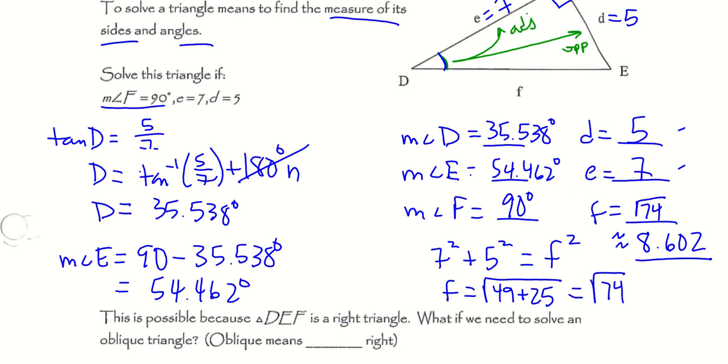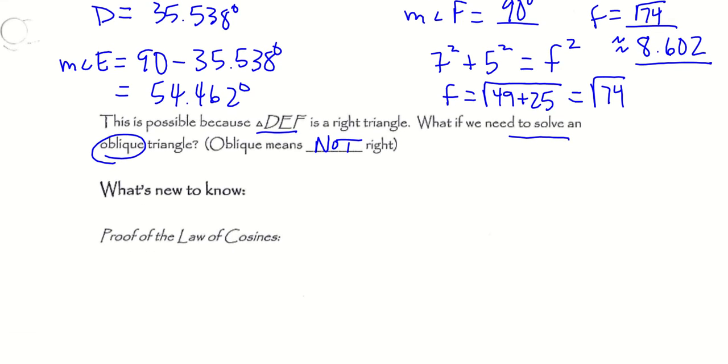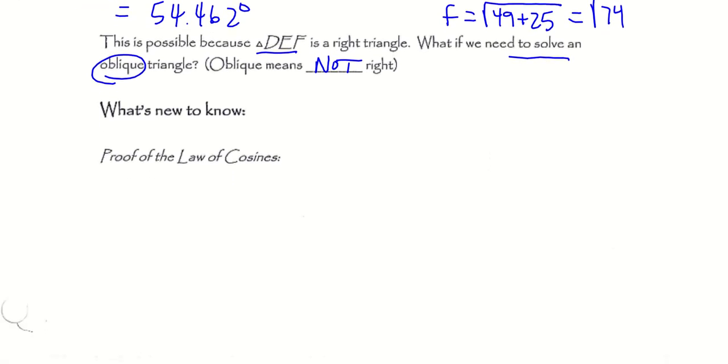So we could solve the triangle this way, because we knew that triangle DEF was a right triangle. What if we need to solve an oblique triangle? Oblique means not right. So an oblique triangle, none of the angles are right angles. Well, for that we need something new, and that something new is called the law of cosines.